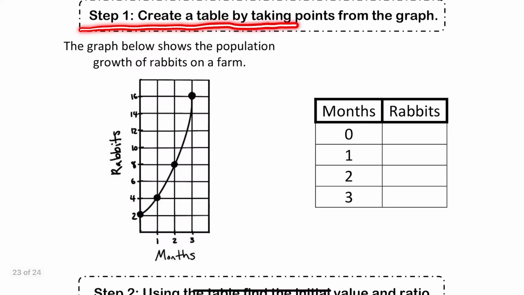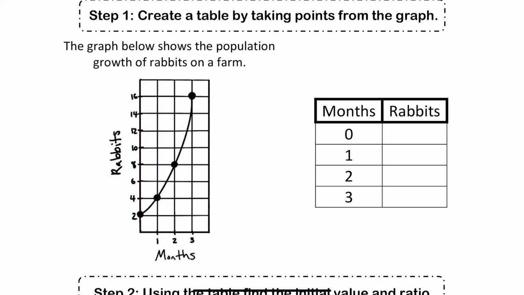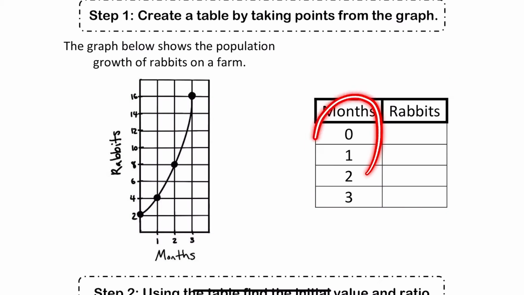Step 1, create a table by taking points from the graph. So we have a graph below. It has the population growth of rabbits on a farm. We got months at the bottom, we got rabbits on the side. We also have our table over here with the same markings. Our months are already done for us, so that's real nice. We just need to fill in the rabbits.